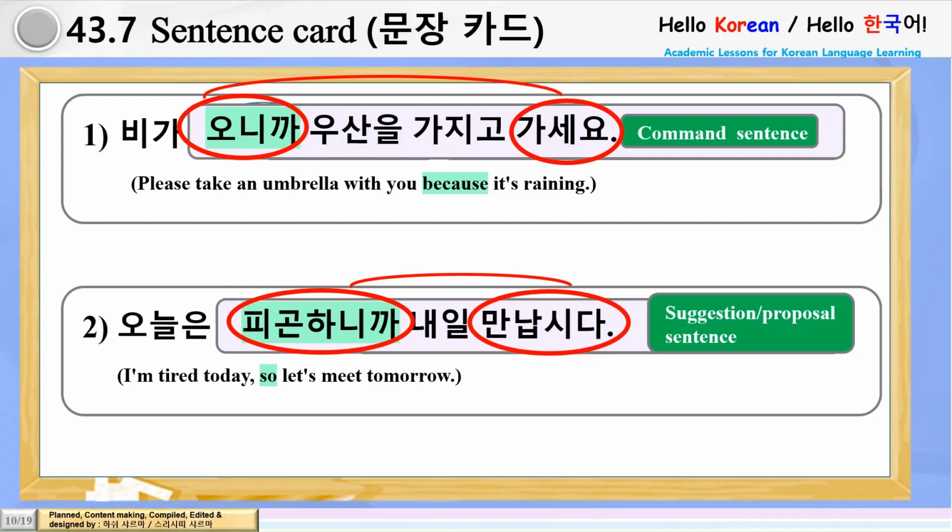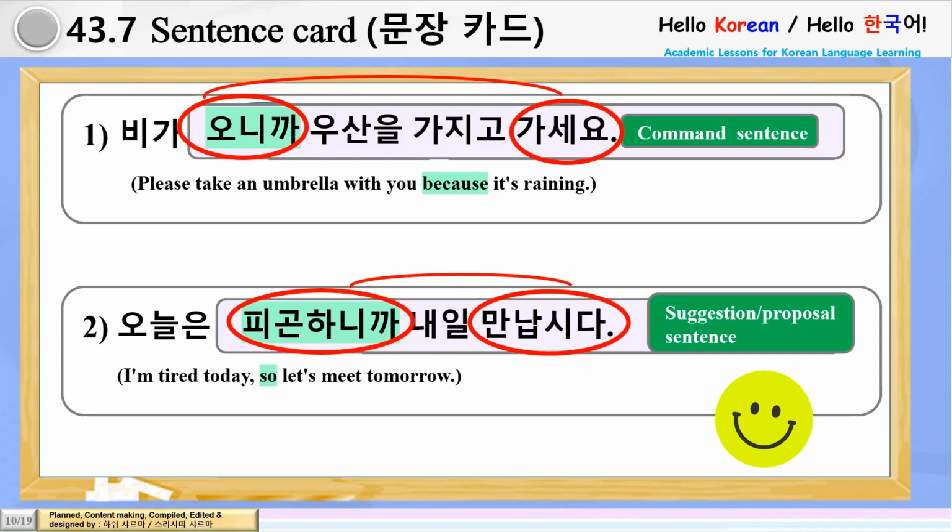See, with the unika grammar, the sentence ending in the first sentence is khaseyo. Khaseyo meaning is please go. Number two sentence, mannapshida, let's meet. So the ending is command sentences, suggestion sentences, or proposal sentences. This combination must be fulfilled when we are using unika grammar to express the reason. This point is clear or not, Yorobun? Yes, this is the main point of this grammar.